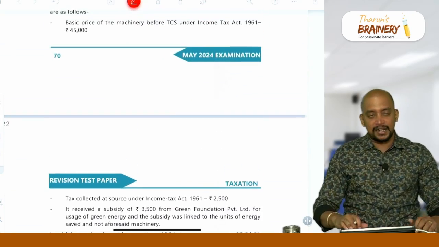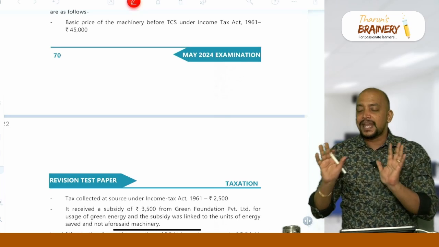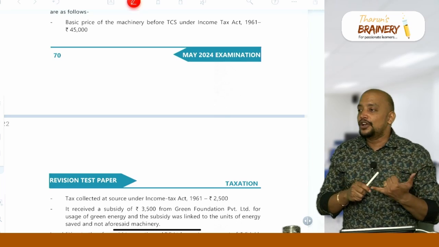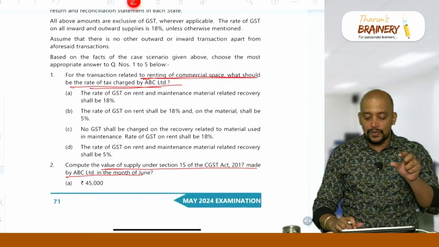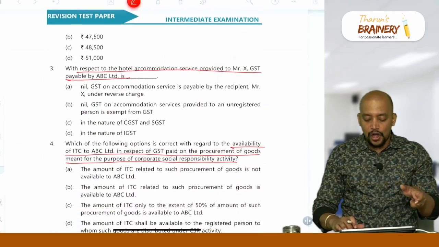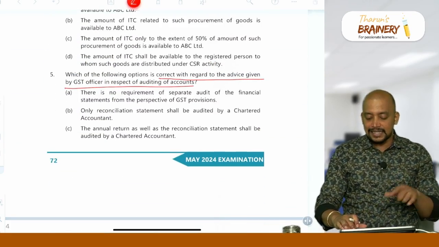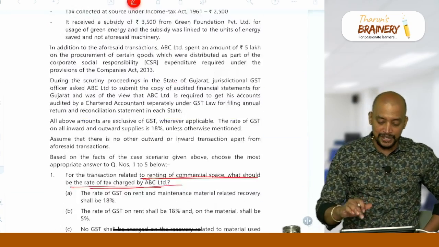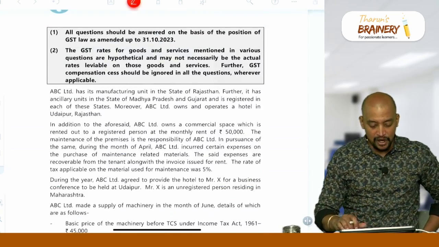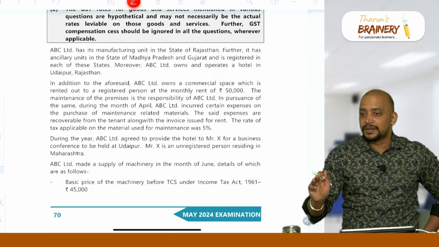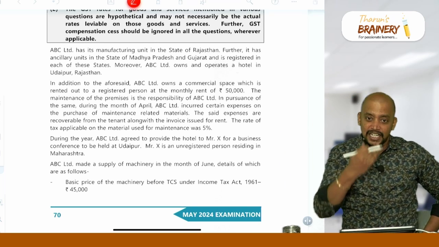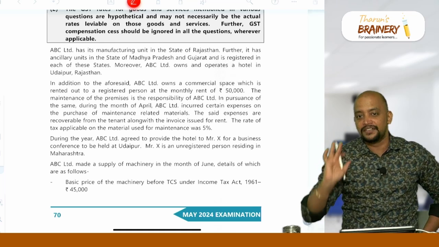Now we will read the paragraph. So we understood what all is tested. Mainly they are testing what? Value of supply they are testing, and they are testing on the transaction. One commercial space and one accommodation service and CSR and some audit related expenditure. What should be the advice of the officer, like that. Now, unrelated or unwanted information, we don't have to break our head. If you eliminate it itself, you will be able to arrive at the answer.